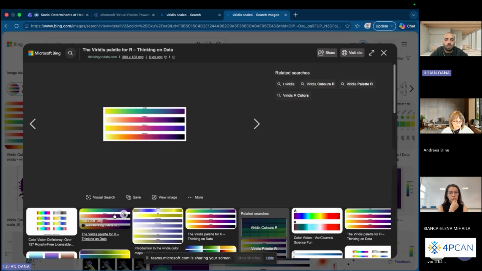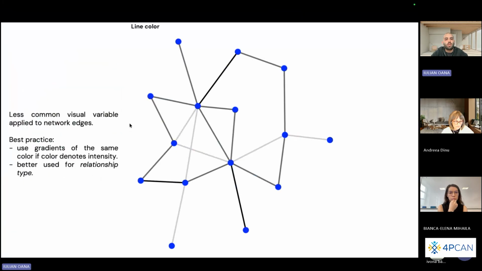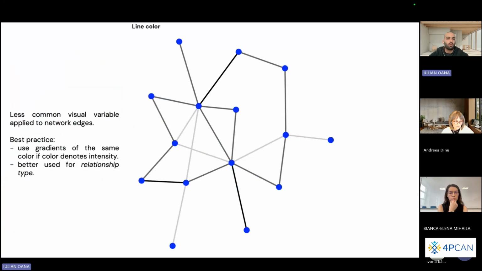So in this kind of logic, if we're using line color for denoting intensity, as I said, it's less common. More common is to actually use thickness and leave color for other purposes.